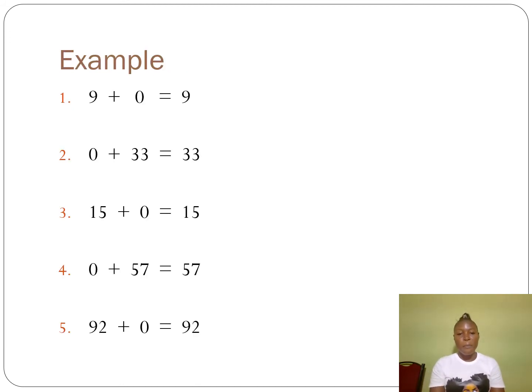Let's look at these examples. We have 9 plus 0 giving you the answer 9. 0 plus 33 also gives you the answer 33. 15 plus 0 also gives you 15. 0 plus 57 also gives you 57. 92 plus 0 also gives you 92. So you get to understand very well that any number added to 0 is the number itself, or is the same number.